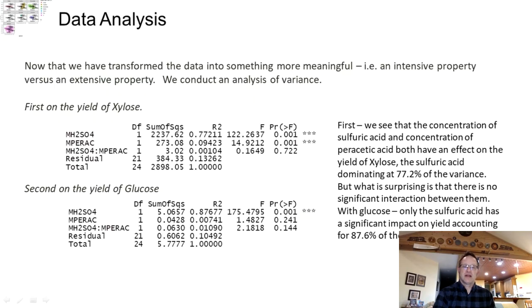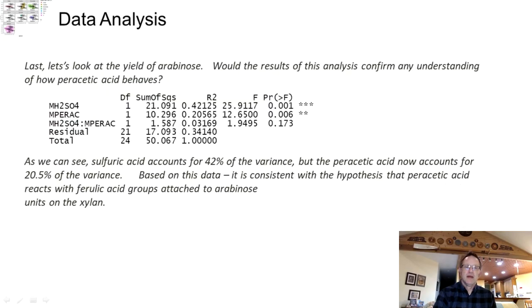Sulfuric acid is 87% of the total variance, and peracetic acid is insignificant as given by the p-values over here. Okay. So let's take a look at arabinose. If you recall from the lecture on hemicellulose, peracetic acid goes after the ferulic acids, and those are primarily attached to the arabinose. So this researcher had data on arabinose.